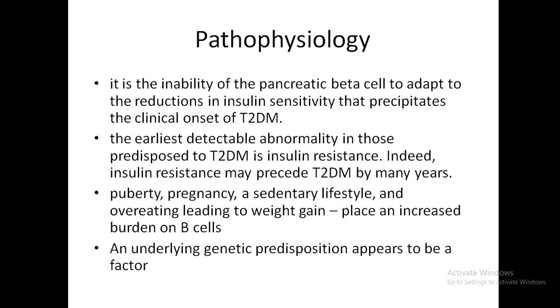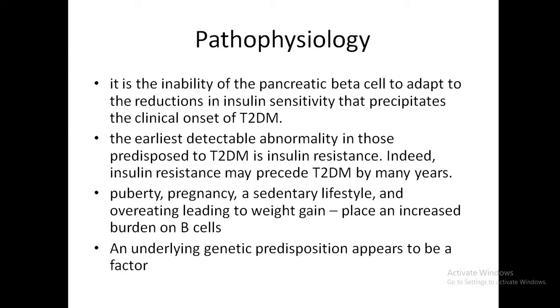Pathophysiology. So in type 2 diabetes mellitus, it is the inability of the pancreatic beta cells to adapt to the reductions in insulin sensitivity, which will precipitate the onset of type 2 diabetes. The earliest detectable abnormality is insulin resistance. Indeed, the resistance may precede diabetes by many years. Puberty, pregnancy, sedentary lifestyle, and overeating, which leads to weight gain, could all place an increased burden on the beta cells.